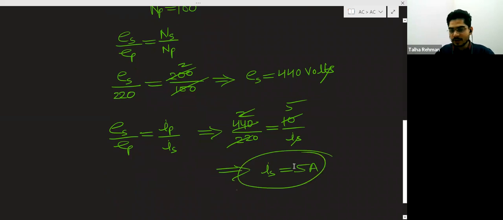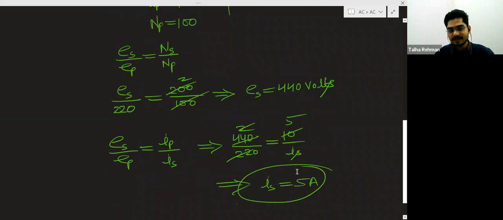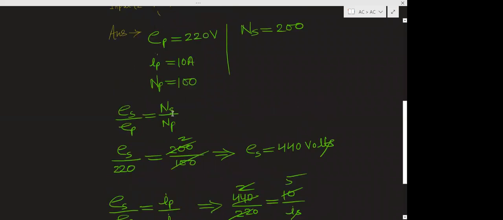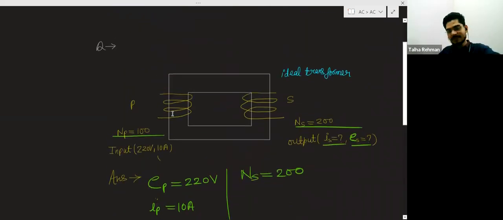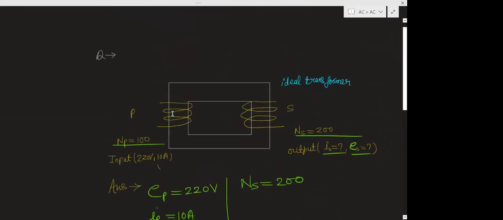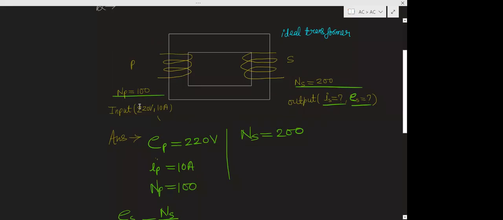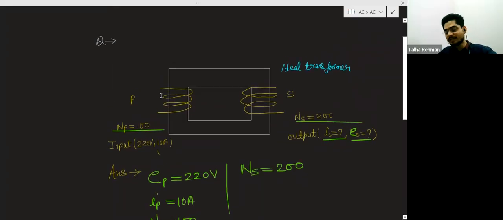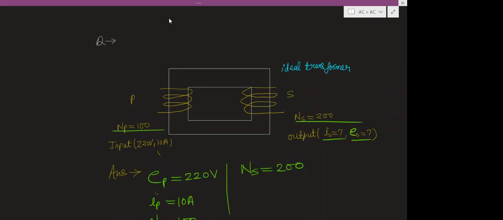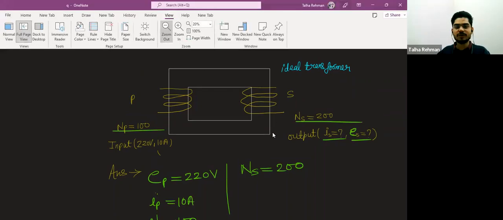So now you can see the value of the current is less now. So in step up, current becomes less, but the voltage becomes step up. So at the cost of the current, the voltage increases. Okay, so now you can note down it.